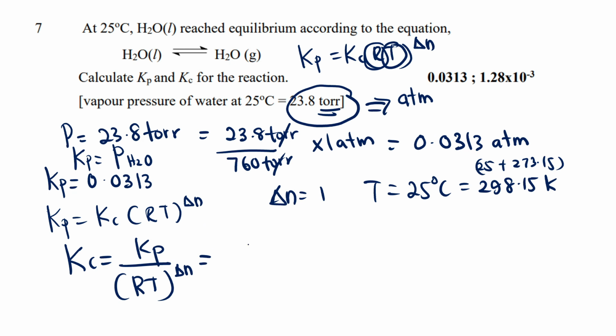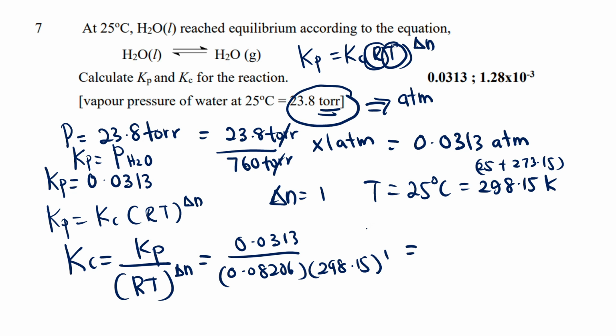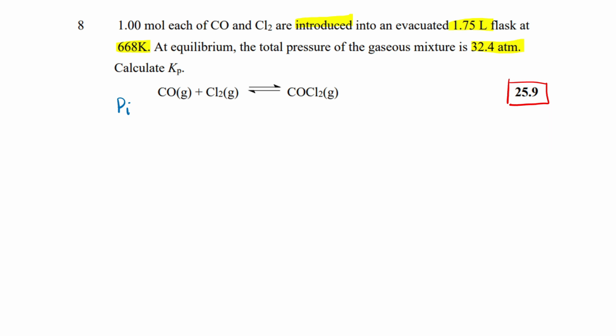So our Kp just now is 0.0313. Our R is 0.08206. The temperature is 298.15 Kelvin. Delta N is 1. Press the calculator and we get the final answer, which is 1.28 times 10 to the negative 3. Okay, so that's for question number 7. Now let's continue to question number 8.